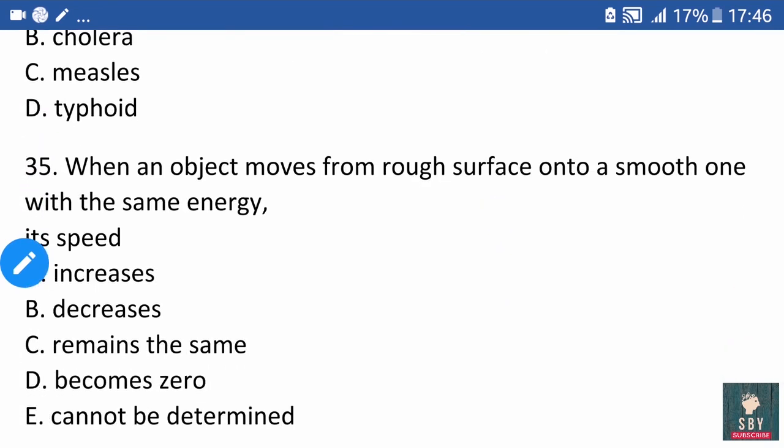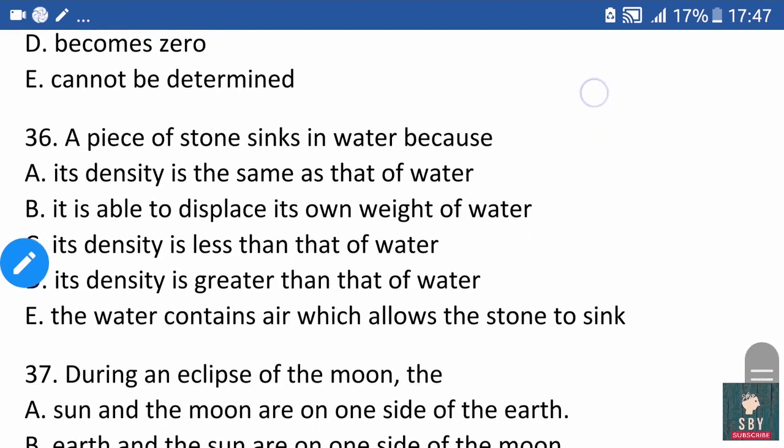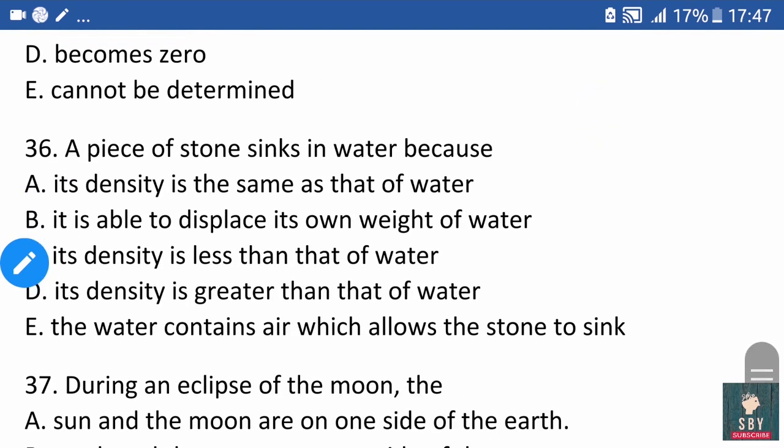So when an object moves from a rough surface onto a smooth one with the same energy, its speed will increase. Yes, its speed will increase. 36. A piece of stone sinks in water because the answer is D. Its density is greater than that of water.